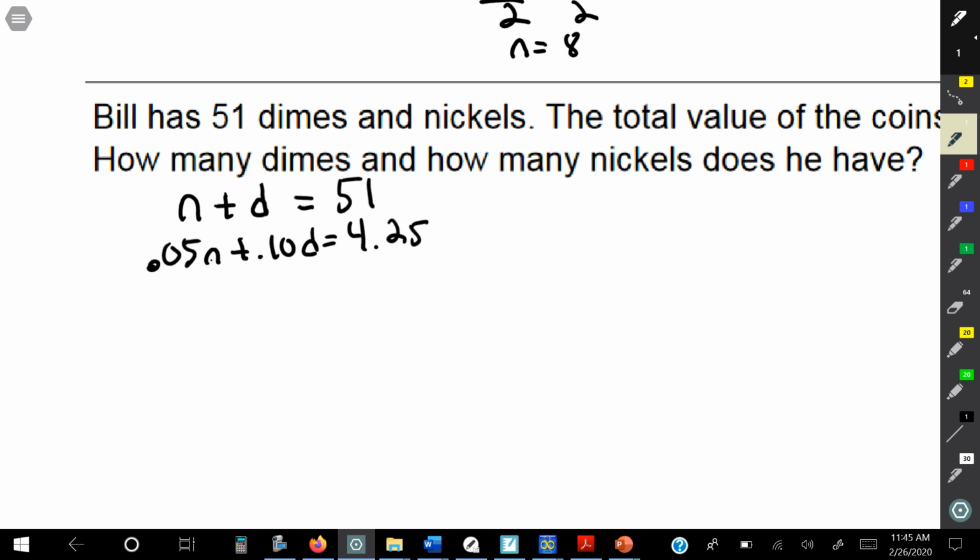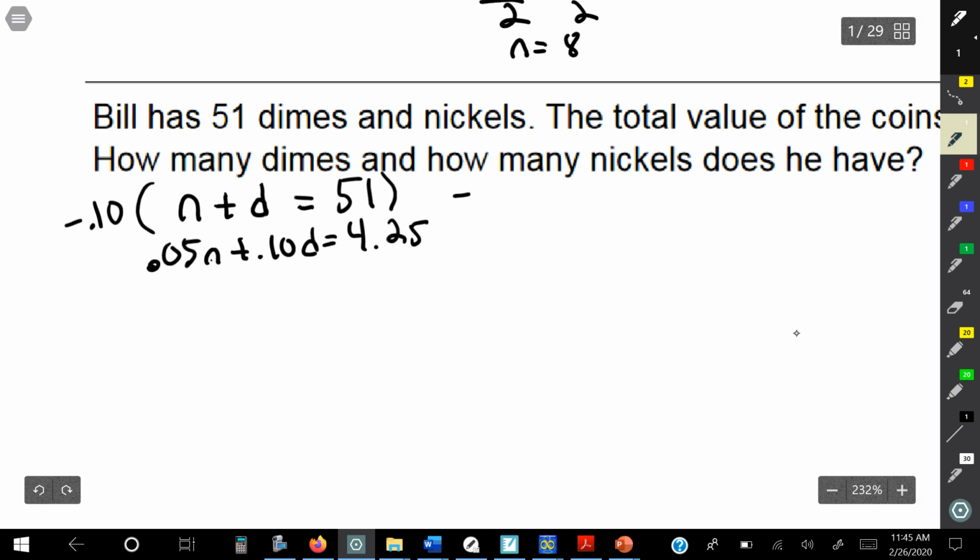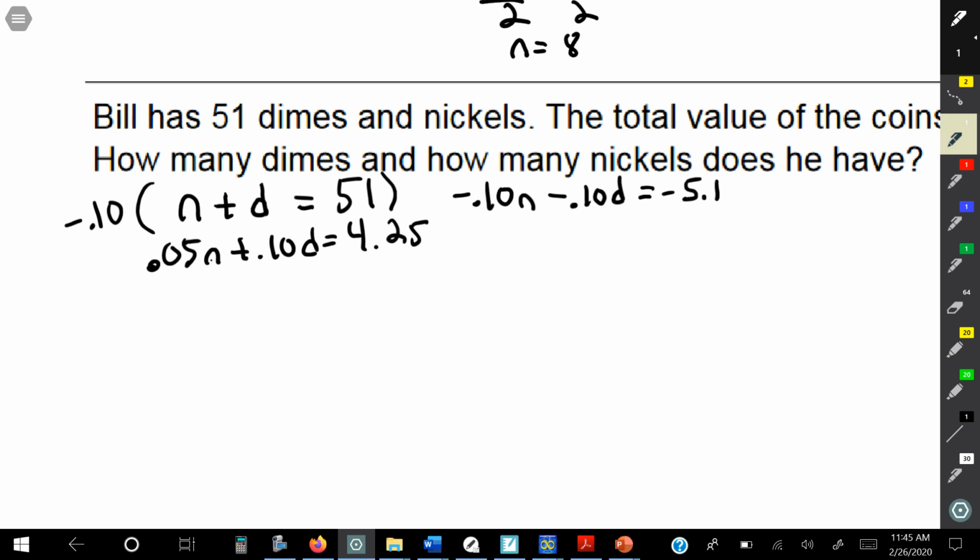But I think it'd be easier just to multiply this top equation by negative 0.10. I'm going to leave the zero on there so you realize it's 10 cents. So now I'm going to have negative 0.10 times n minus 0.10 times d is equal to negative 5.1. Another way to look at that is $5.10. And then the second equation, I'm just going to write it just like it is.